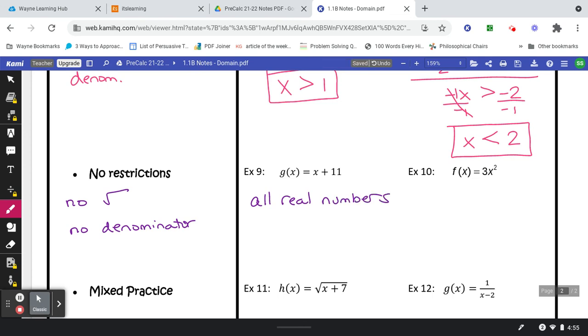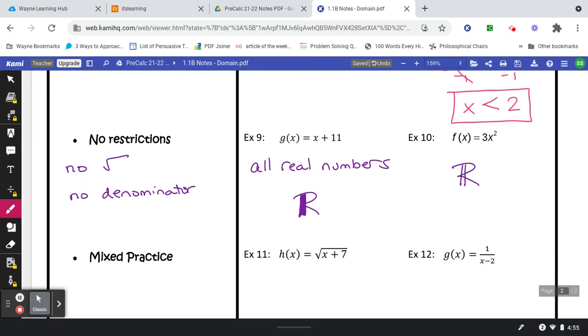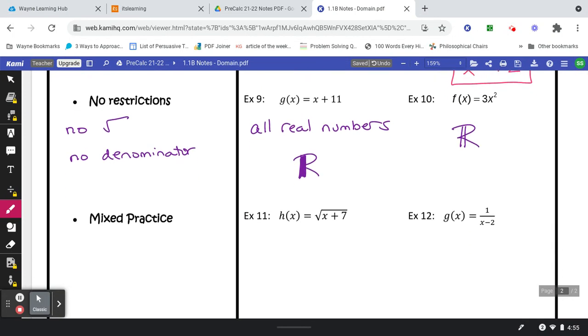or mathematically, they shorten that to this kind of weird little R. These 2 things mean the same exact thing, either writing out the words all real numbers or writing that R shape. Sometimes you'll see it filled in. Sometimes it'll just look really bold. But anytime I write it, I'll just go ahead and write that double stick like that, all real numbers. So in both of these, examples 10 and 9, I don't see any square roots, and I don't see any denominators. So that means I can plug in all the numbers that I want.